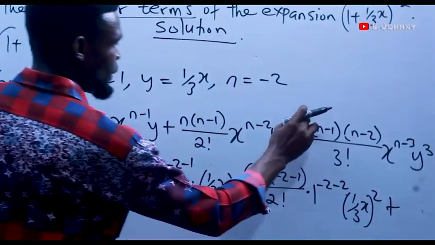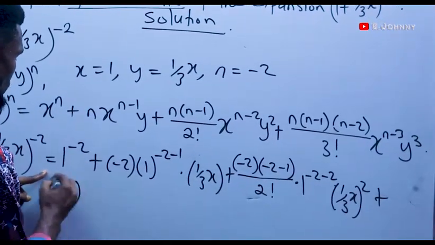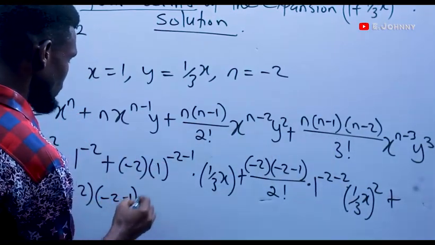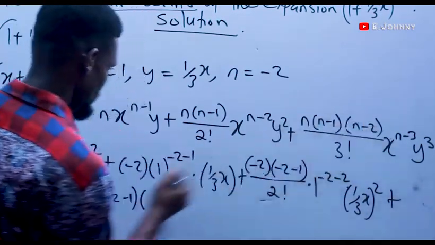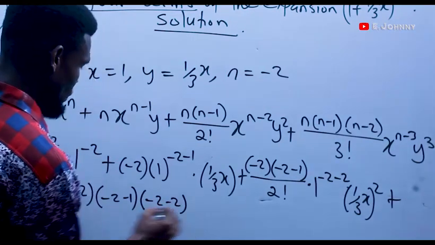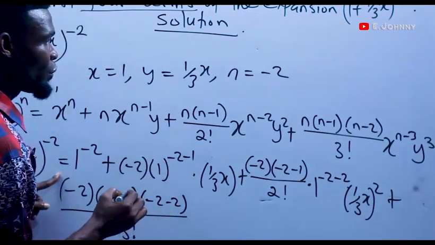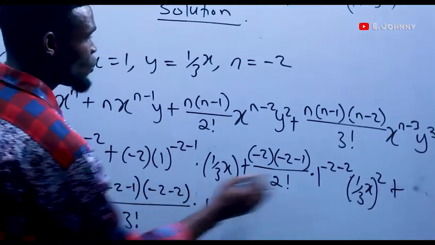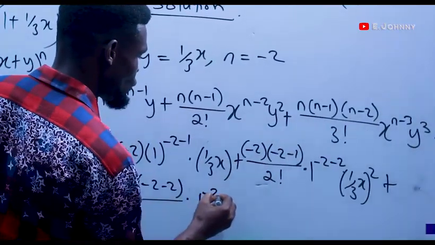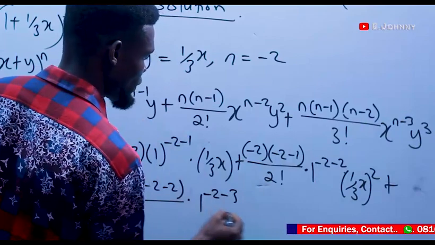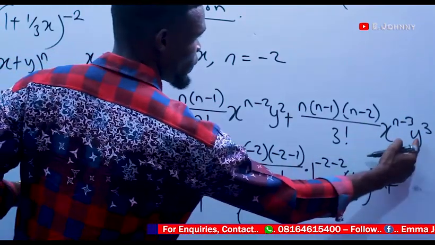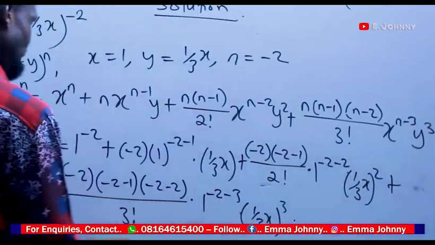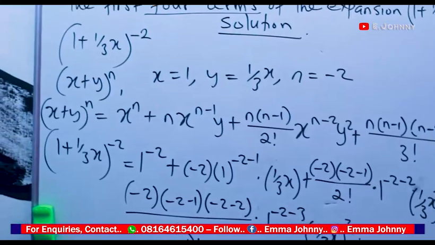Plus the last one here. In the place of n, you put minus 2 times minus 2 minus 1 times minus 2 minus 2, all over 3 factorial. In the place of x, you put 1 raised to power n, which is minus 2 minus 3, then in the place of y, you put 1 over 3x raised to power 3. Now you are done with your substitution.